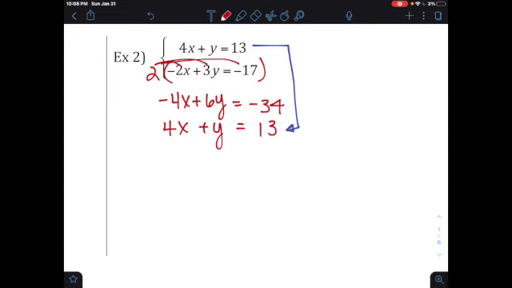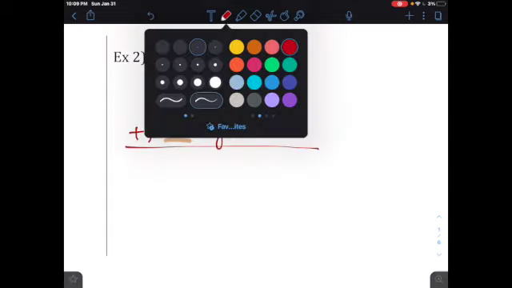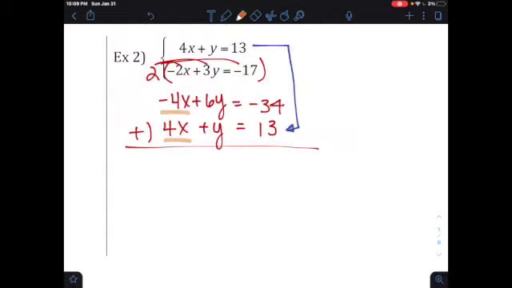Alright, then I notice right here my number is the same, my signs are opposite. So therefore, now I can add them together, and the first term right here will be canceled out. So this is gone because one of them is negative, the other one's positive, and both are 4. So then that's going to give me 7y equals negative 34 plus 13.